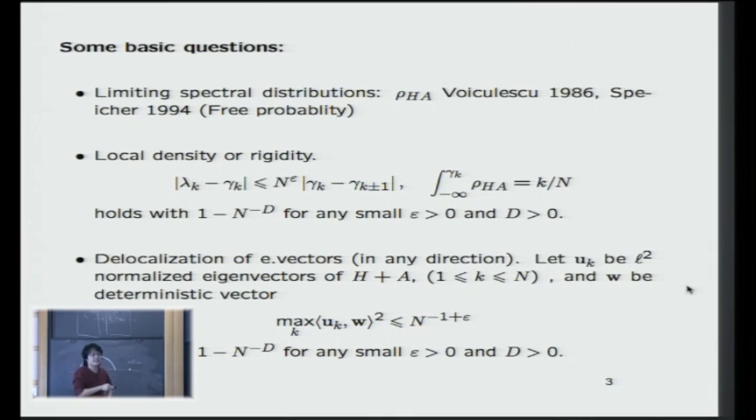Actually, I want to see a very strong delocalization of the eigenvectors. Because instead of looking at the components of eigenvectors, let's say u_k is the kth eigenvector of H plus A, and w is a deterministic vector. I look at the inner product of u_k and w, the projection of u_k onto the direction w, and whether this is small. For any fixed w, you will see this result. We would like to call it delocalization of the eigenvector in any fixed direction.